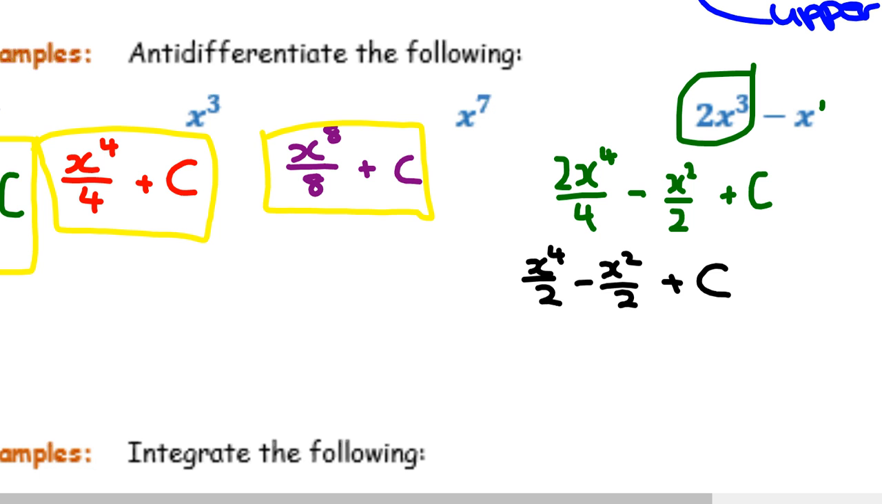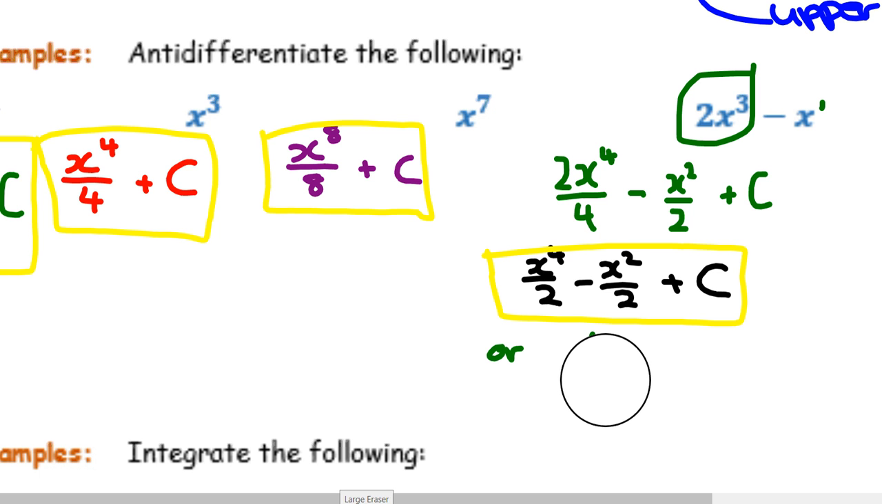2x over 2, which cancels down to x, take away 1x. Yep. Isn't that what I said? Similar, and then maybe you cancel down afterwards. So you could write it like this, or you could write it like, or a half. Oh no, what am I saying? So you could write it as x^4.